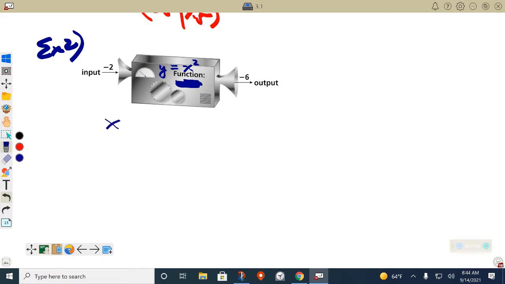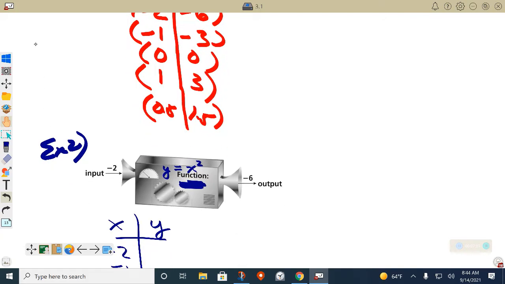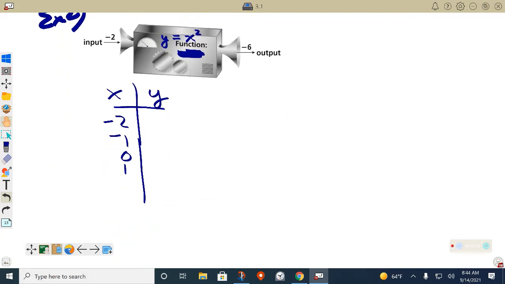So let's go ahead and make an x and y chart. -2, -1, 0, 1. Is that music peaceful, mister? Big time. Goes good with functions, the beat. Just kidding.